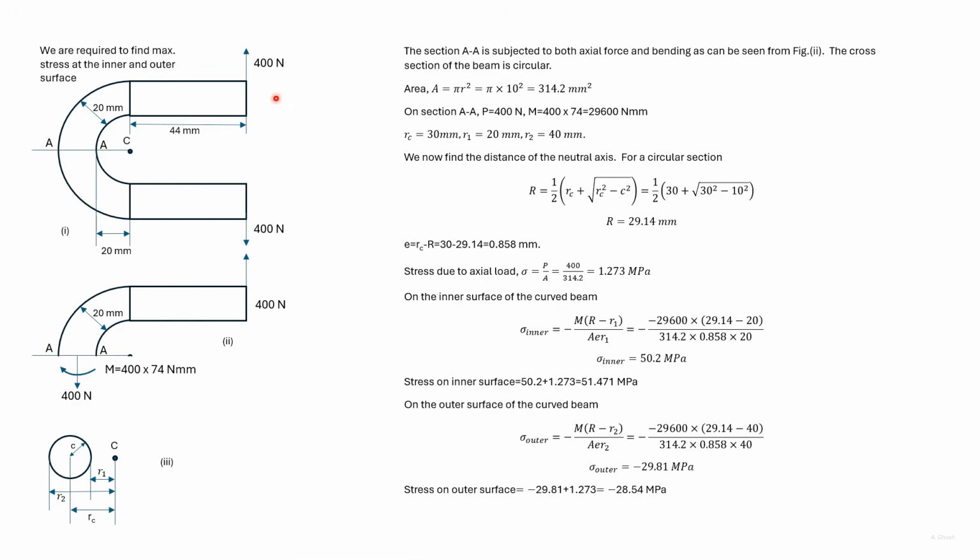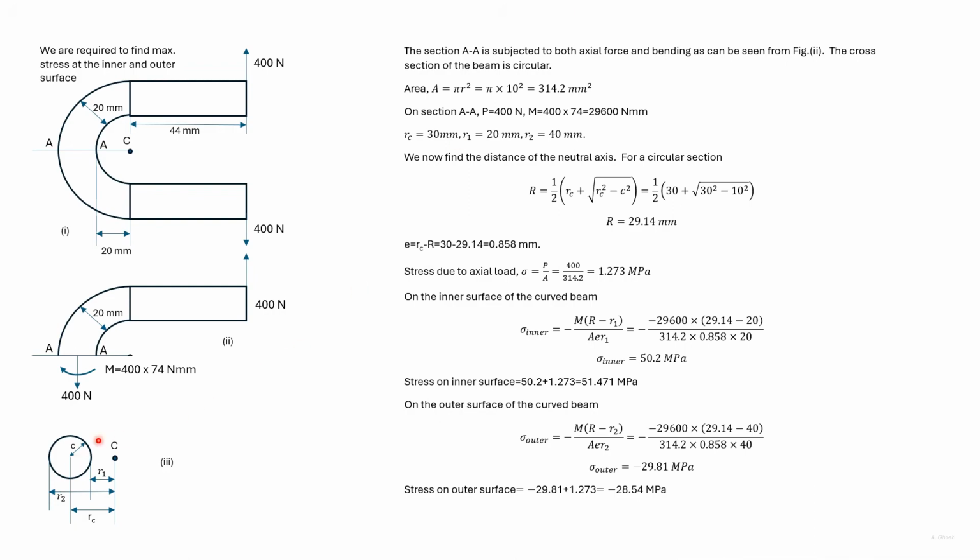We consider equilibrium of the mid portion after taking the section at A. Since there's a vertical load acting here, there must be a vertical load acting at the section A. These two loads create a moment. So for equilibrium, there must be an equal and opposite moment acting on the section A.